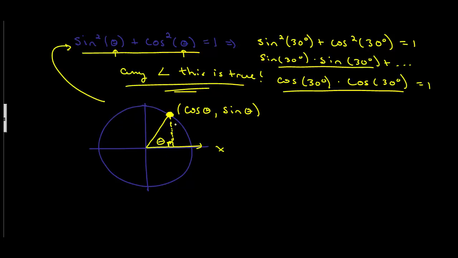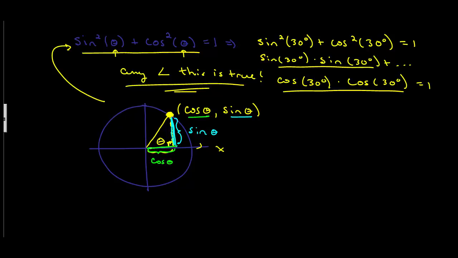Which means that the x value should be this length down here. So the cosine is going to be this over here. The y value is going to be this length right here. So this length of the triangle is sine theta. Whatever angle it is, if it's 30 degrees, then the sine of 30 degrees is that height. And this length right here is given by cosine theta.